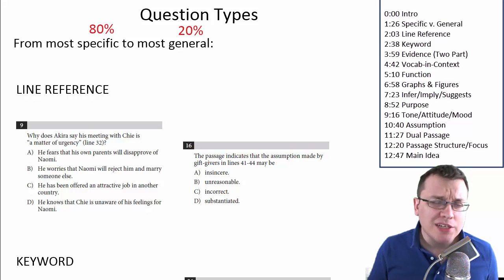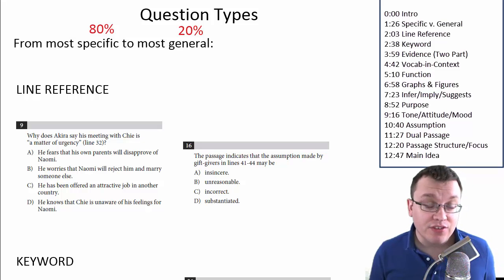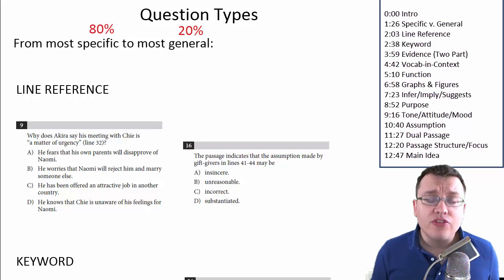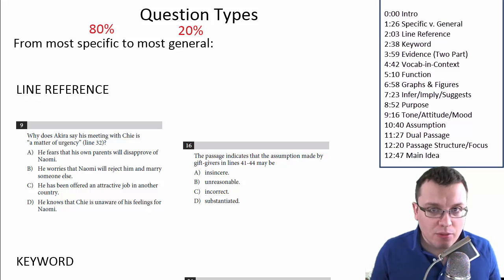In this video, I want to introduce the question types that you're going to see come up very often in the SAT reading section, the SAT reading test. This list is organized from most specific to most general. In other words, the ones towards the beginning tend to be the ones that are the most specific.